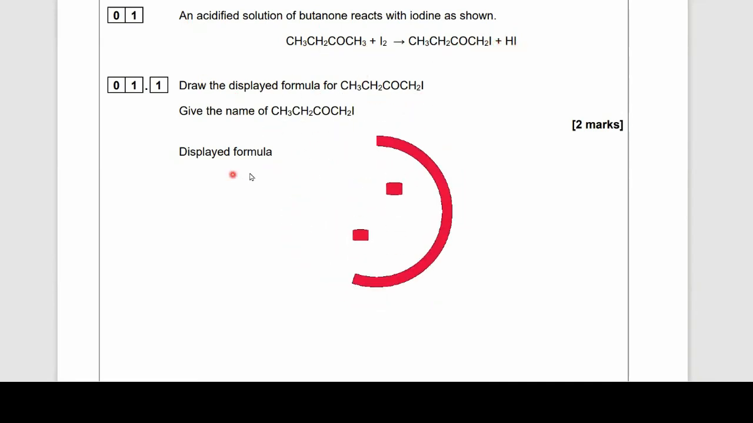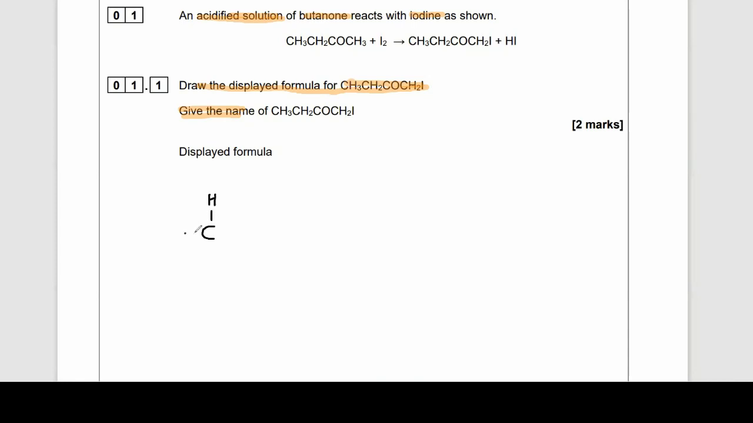So, question one, an acidified solution of butanone reacts with iodine as shown. We've got the equation there. Draw the displayed formula for CH3CH2COCH2I. Give the name of CH3CH2COCH2I and the displayed formula. And it's 2 marks. So we're going to get 1 mark for the displayed formula, 1 mark for the name. So as I said before, pause it, have a go.